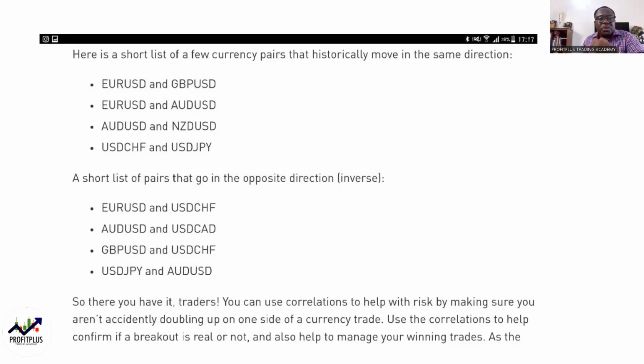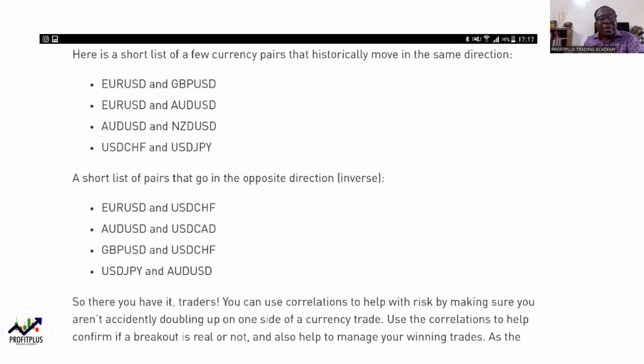If the euro dollar exchange rate is rising, the exchange rate of the pound dollar will be doing the same thing, rising. Also, if the Australian dollar US dollar pair is falling, then the NZD USD pair will also be falling. So they move in the same direction. If one is going up, the other is going up. If one is coming down, the other is coming down.